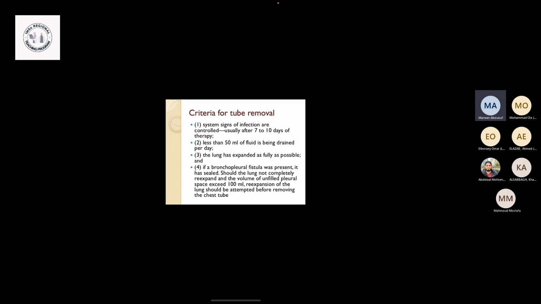The lung has expanded as fully as possible. And if you suspect that the patient had a bronchopleural fistula with the insertion of the drain, it has sealed. Should the lung not completely re-expand and the volume of the unfilled pleural space exceed 100 ml, re-expansion of the lung should be attempted before removing the drain. Close radiographic or sonographic follow-up is indicated to see that the fluid is decreasing and draining well, and that the drain is present and draining all the loculi. Successful percutaneous tube drainage of an empyema or complicated parapneumonic effusion should show clinical and radiologic improvement in 48 hours.